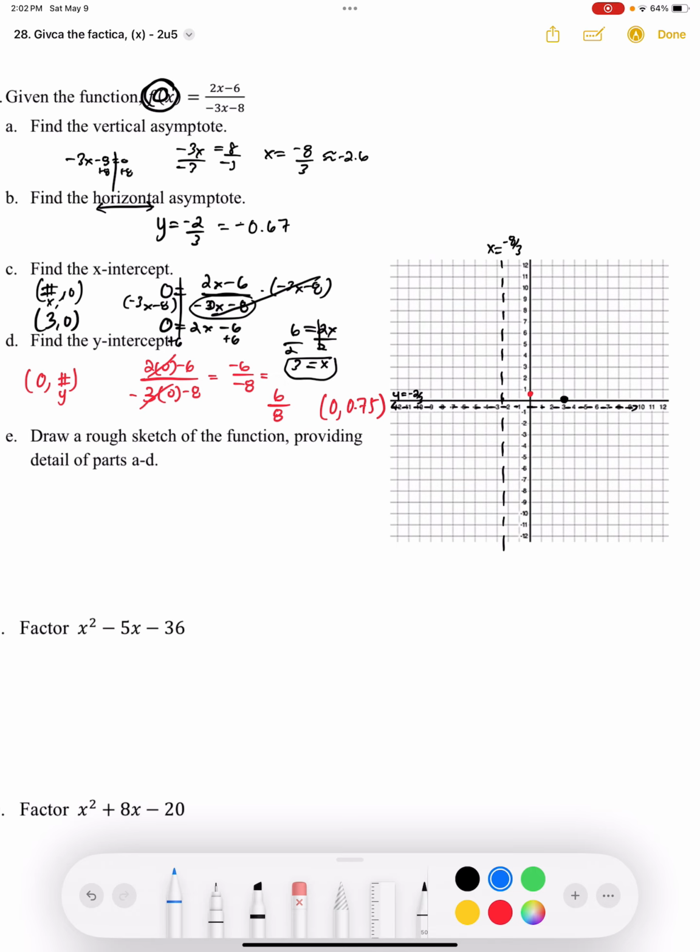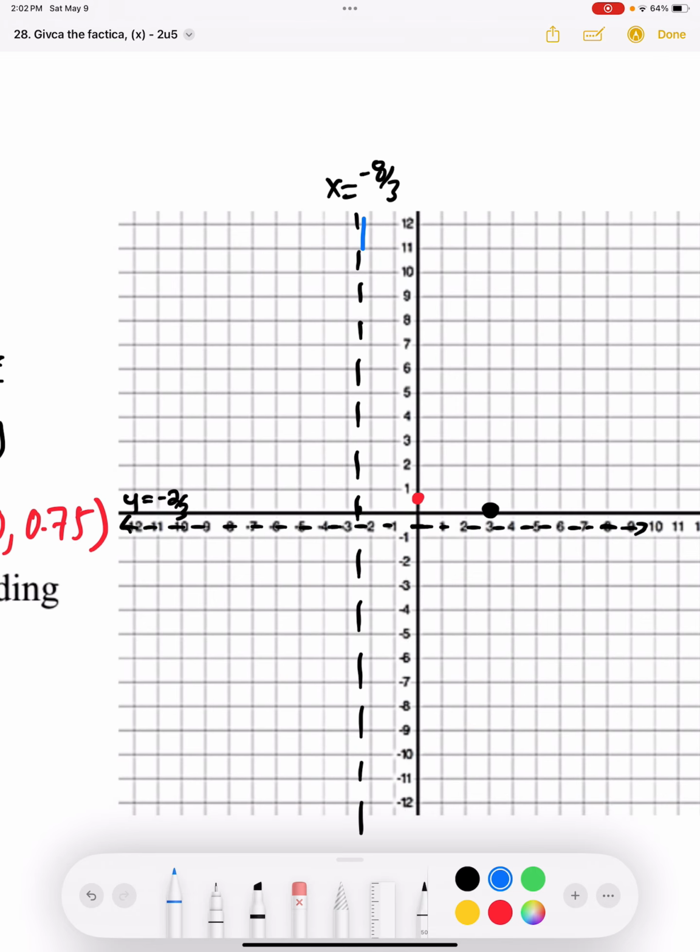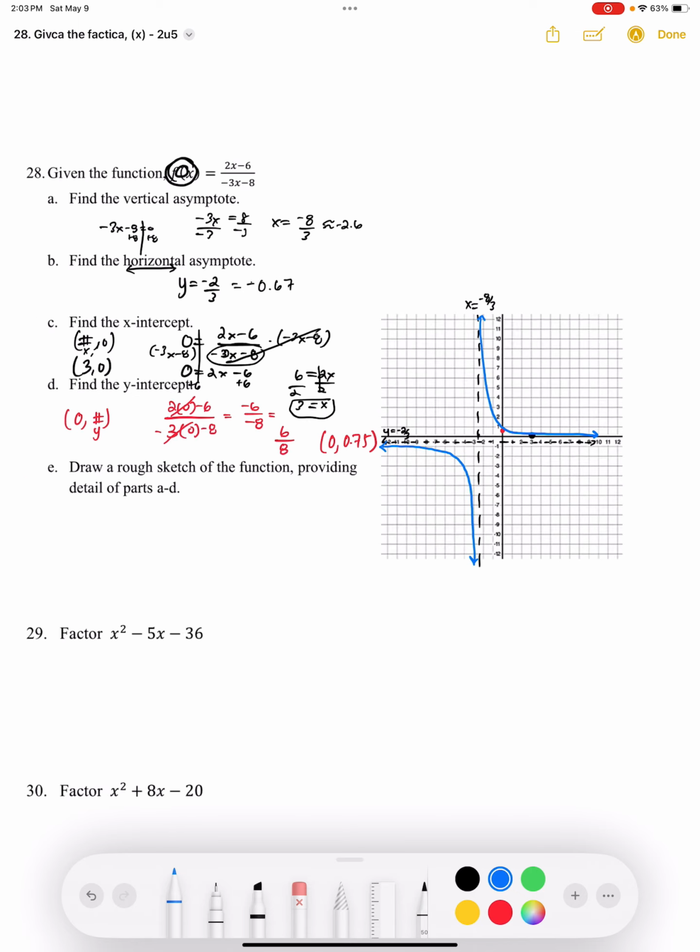And then now we can connect our graph. So our graph, it goes really close to the asymptote, and then we go this way. And now we're going to come in this direction. And that's what it should look like.